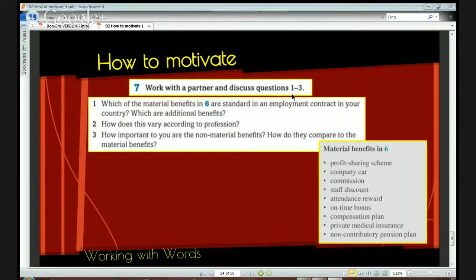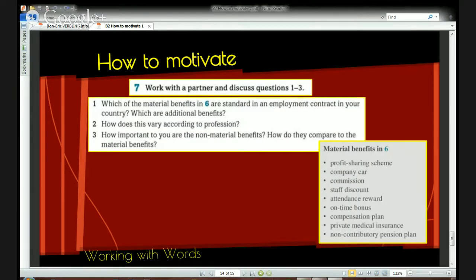Okay, but before we do that, as a class, as a group, I'd like to just spend three or four minutes and have a general discussion and give you a little more free practice with this vocabulary. Get it coming out of your mouth so you feel comfortable with it. And I've put some of the key words on the right side that you can use. So yesterday we talked about which of the material benefits are standard in your country or in your field.